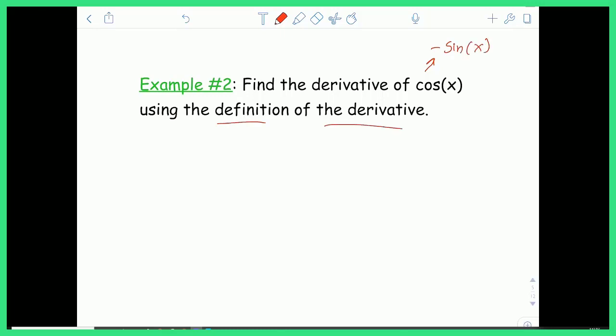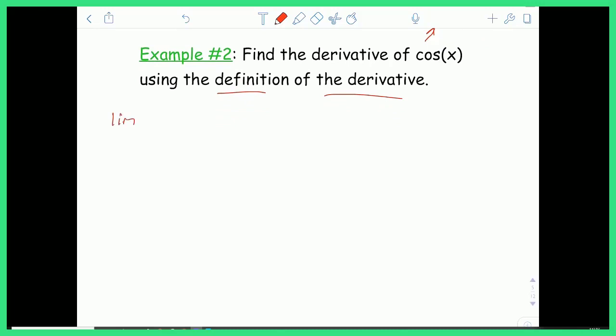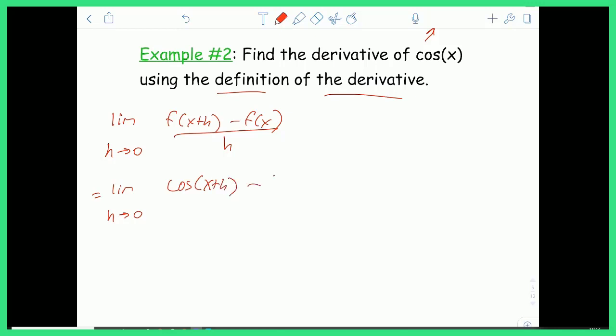Using the definition of the derivative, that means we're going to do the limit as h approaches 0 of f of x plus h minus f of x, all divided by h. And we're going to use cosine as my function. So this is going to equal the limit as h approaches 0 of cosine of x plus h minus cosine of x, all divided by h. And now I'm going to need to use a trig identity for cosine of x plus h.